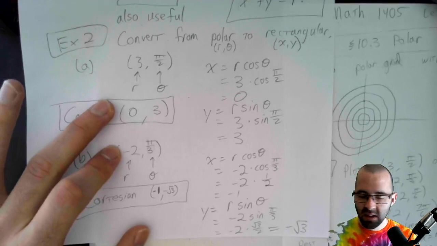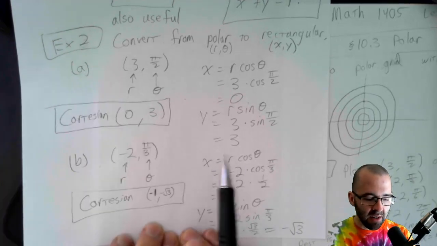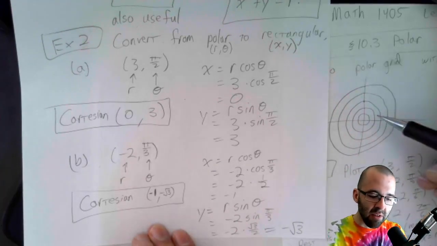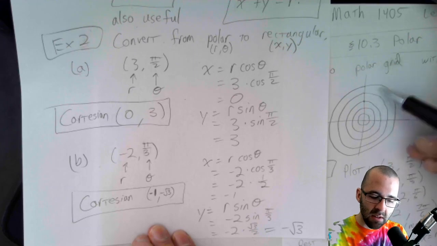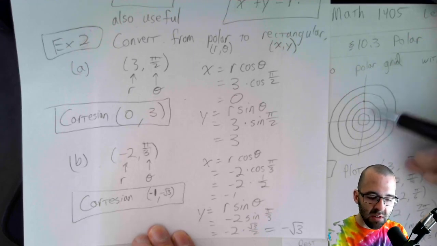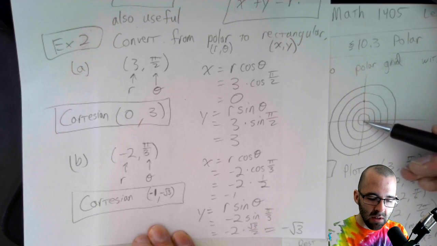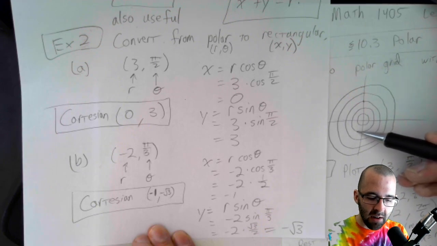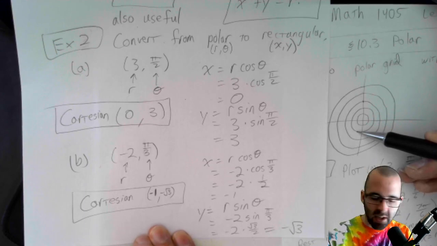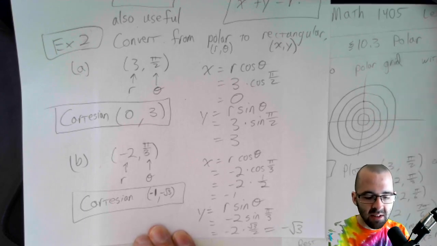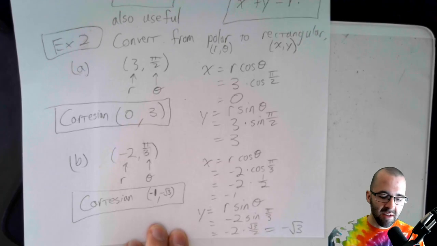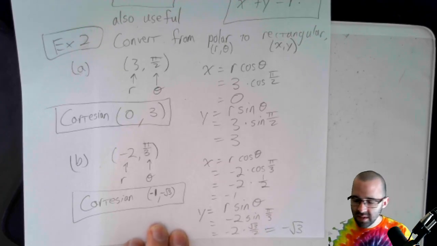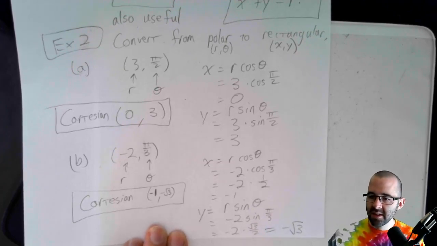But again, if you tried to graph this, you'd find where pi over 3 is, 60 degrees, and you go backwards, negative 2. You'd be right here, which is also in the third quadrant. Okay, so that's just another way of checking your answer and making sure whether things make sense or not. That's that example.